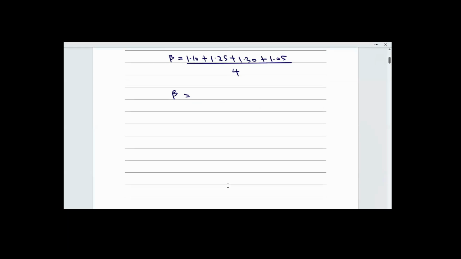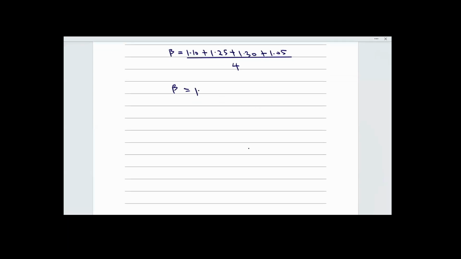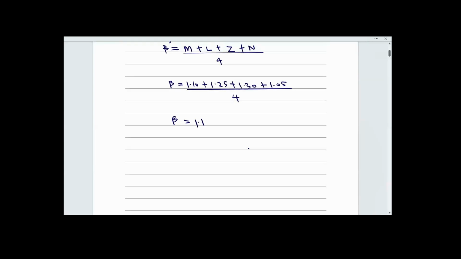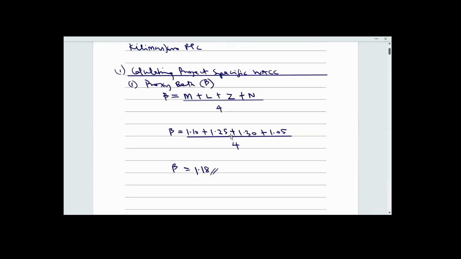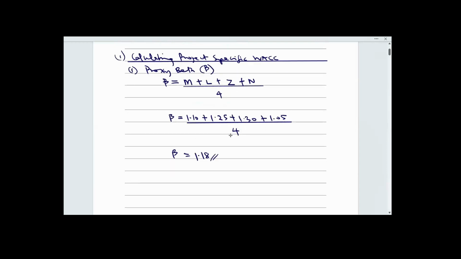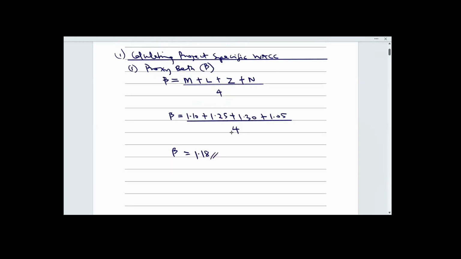The betas given to us are in 2 decimal places, so let's restrict it to 1.18. So the average beta is 1.18. With this, we have identified the proxy beta.